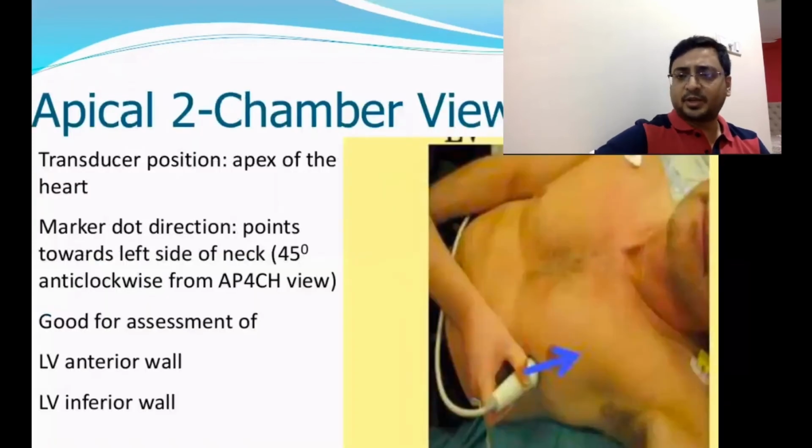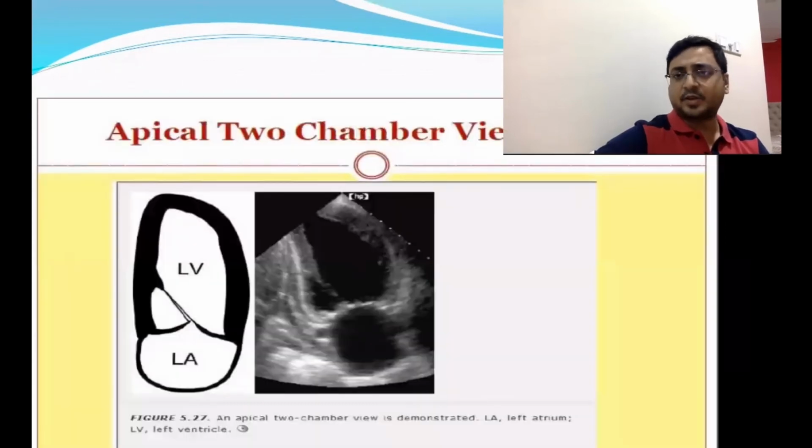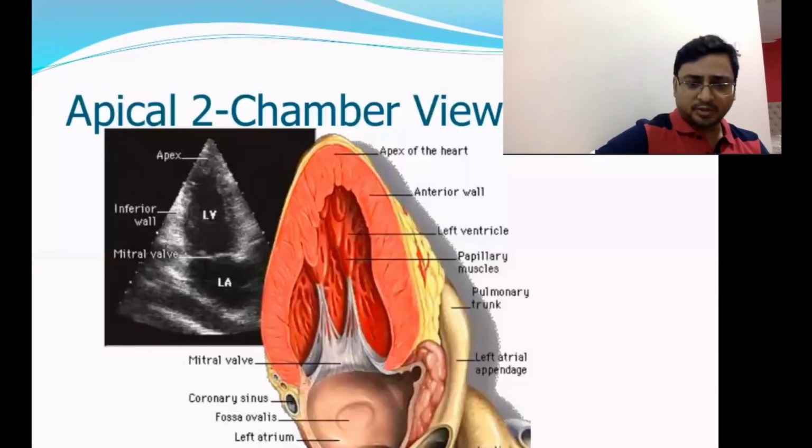Now coming to the apical two chamber view, this is again modified from the apical four chamber. The marker dot is pointed towards the left side of the neck, that is 45 degrees anticlockwise from the apical four chamber, and this is very good for assessment of the LV anterior wall as well as the LV inferior wall. So this is how the apical two chamber view looks, the LV and both walls of the LV. And this is the diagrammatic representation of the apical two chamber view. We can see the apex, the inferior wall, the mitral valve, and sometimes the coronary sinus.